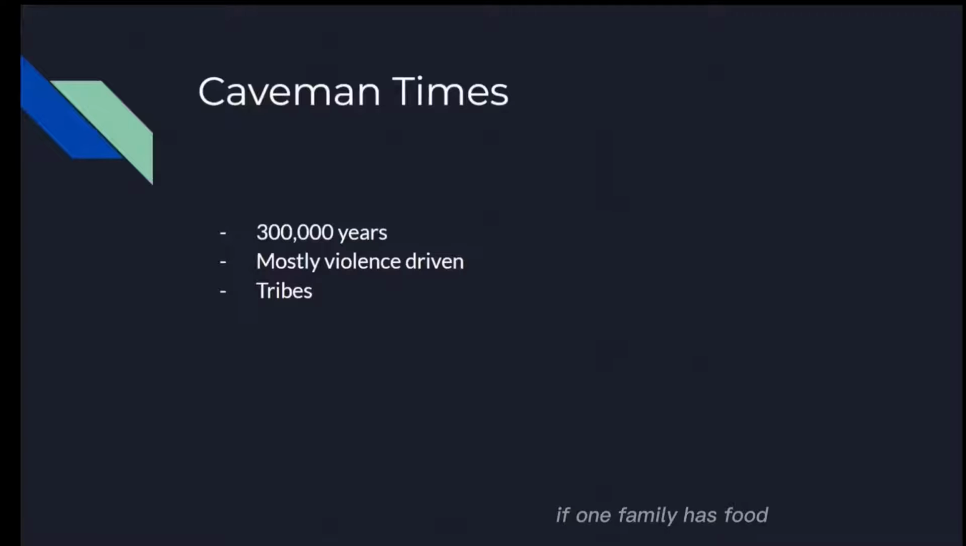If one family has food, and my family doesn't have food, what would I do to the other family? The other family wants all the food for themselves, so I'm guessing that they won't hand it over. Remember, our past has been mostly violence driven. I murder the family and take all the food. Yeah, that's exactly what they did.